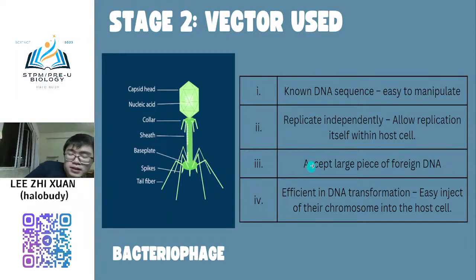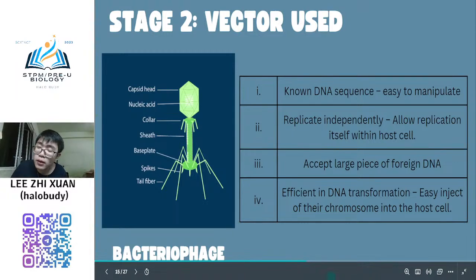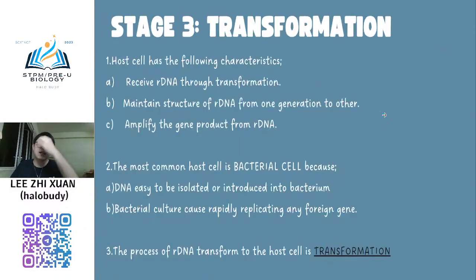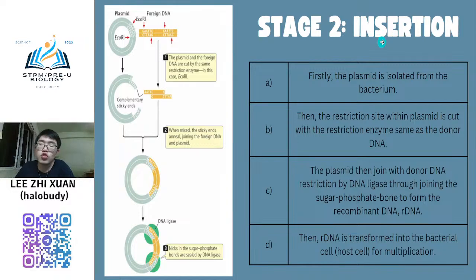Okay, so this is the characteristic of the vector we use. So any question? Okay, no question. Now we go to the injection process. So after we already cut, you see this diagram, we already say that we already cut the plasmid, right? We already cut the plasmid and also the DNA of interest.